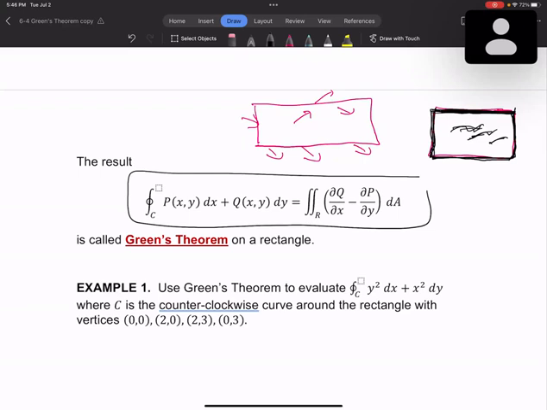Okay. So it's saying the integral on the boundary is equal to the integral over the whole region, because this is an area integral of the derivative of q with respect to x minus the derivative of p with respect to y. So it's amazing. I think this is quite amazing, okay?